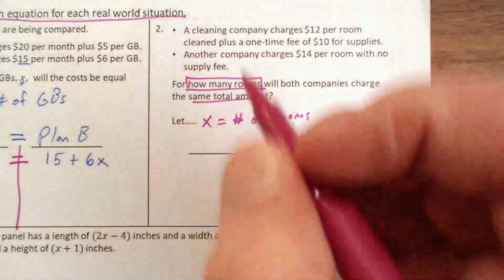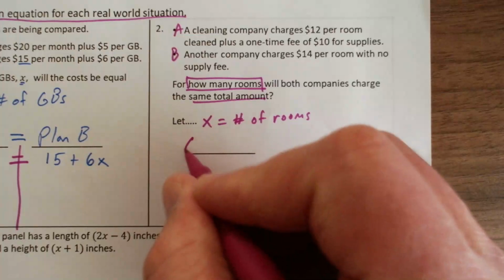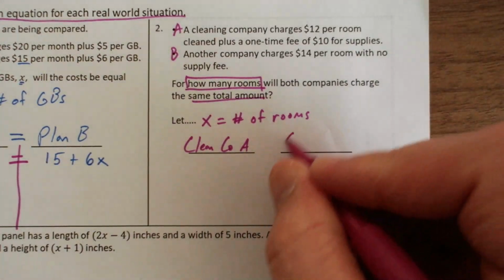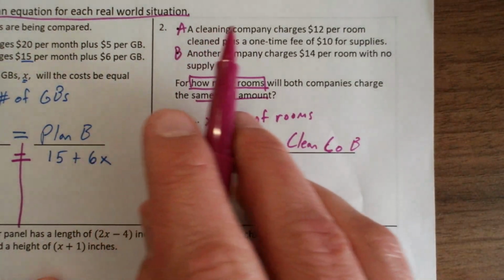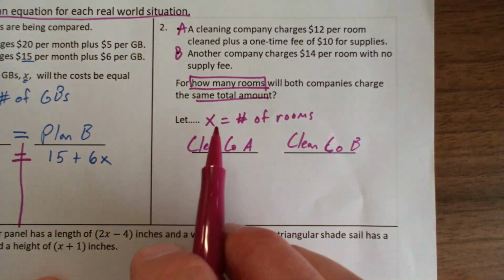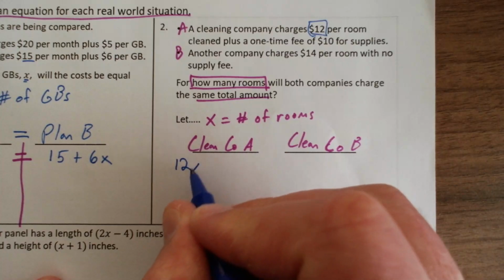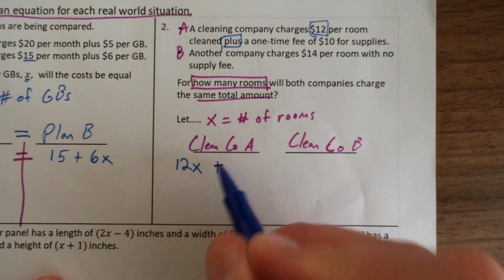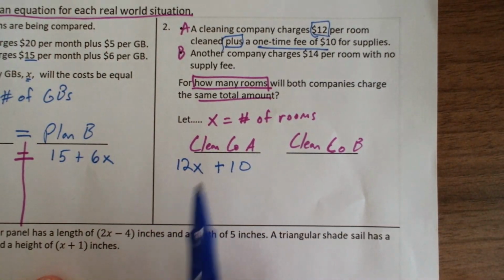I'm going to call this one A. I'm going to call this one B. I have cleaning company A and I have cleaning company B. So for cleaning company A, they charge $12 for every room, and x is the number of rooms. So $12 for every room plus a one-time fee of $10. So no matter what, I'm being charged $10. If they come to clean one room, I get charged $10 plus this.